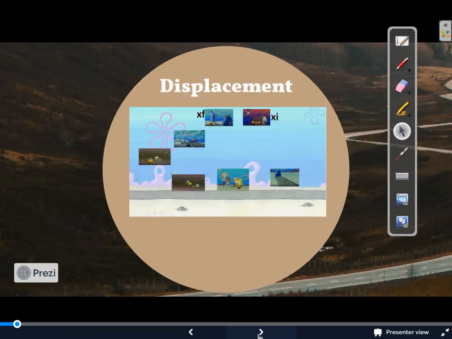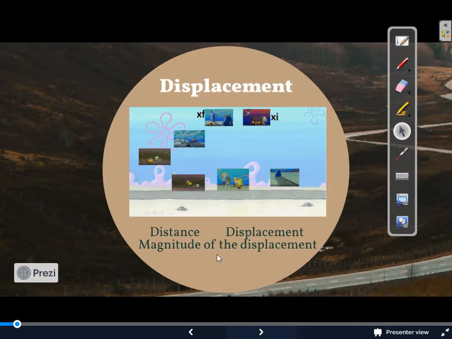I hope you could see the SpongeBob SquarePants episode, and in displacement we are going to see 3 concepts that are very similar. Those are distance, displacement, and magnitude of the displacement. What do they mean, and what is the difference between them? Let's start with the distance.